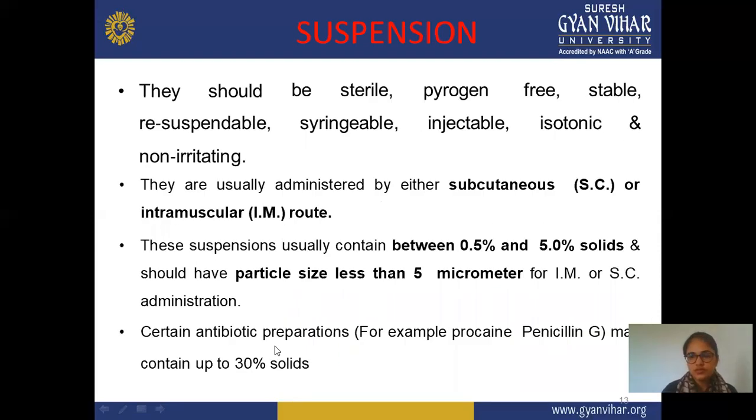Next, the second type is a suspension, after solution. They should be sterile, pyrogen-free, stable, resuspendable, syringeable, injectable, isotonic, and non-irritating. So these are the conditions when you are preparing a suspension, because it has multiple uses. You don't use it in a single dose. There may be chances that after a single dose, when you store your formulation or suspension, it easily degrades or some microbial process takes place. Or it is a suspension in nature, so the particles that are suspended may not properly show as a solution.